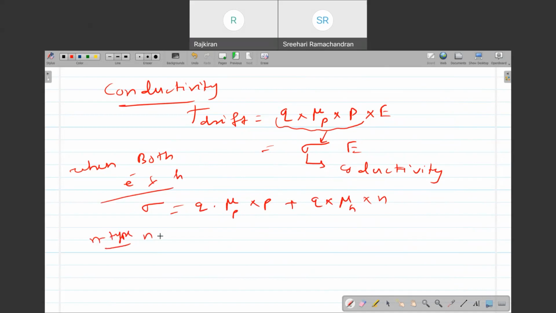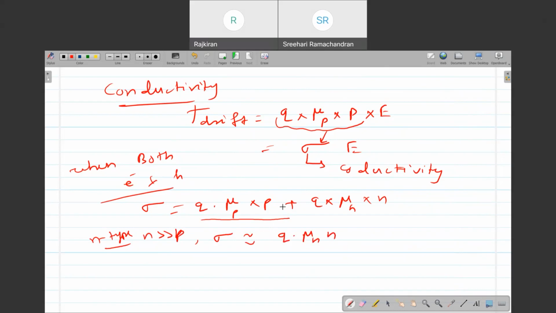For N type, N is very large compared to the concentration P, right? Then sigma will be approximately equal to Q into mu n into N. There is no negative sign. This is a single quantity, just a simple quantity. Conductivity is nothing but how conductive my conductor is.